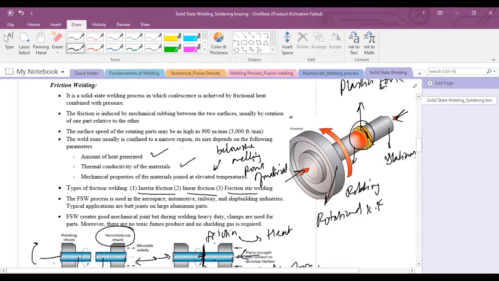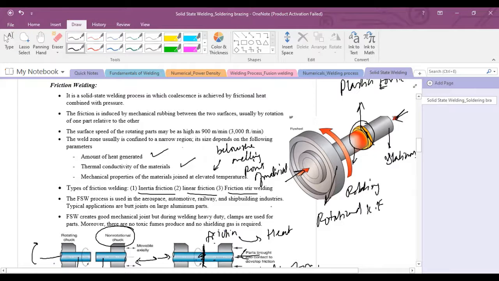The application of inertia friction welding: 0.4 inch or 10 mm diameter shafts are welded into the automotive turbocharger impeller. Normally, this happens in sports cars like Ferrari, Porsche, BMWs. They are using the turbochargers to boost the speed.